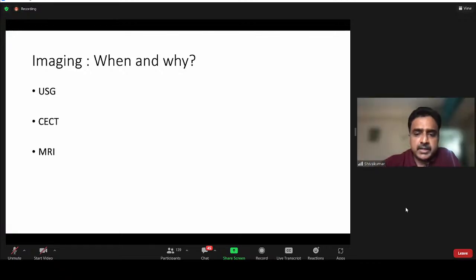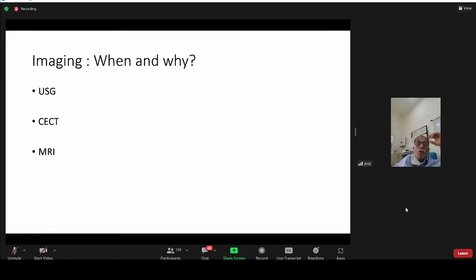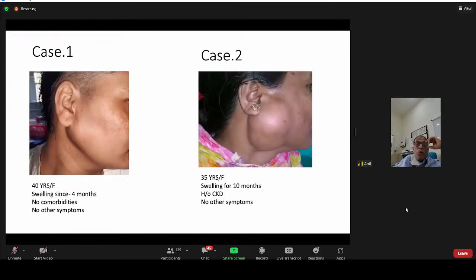Right. Dr. D'Cruz, your take on this, sir, for imaging? I'm sorry, Shiva, I lost the link in between, so I came back again. In these two cases, yes, I'll just build on what Sudhir said.